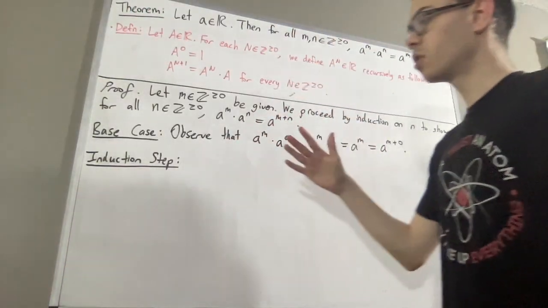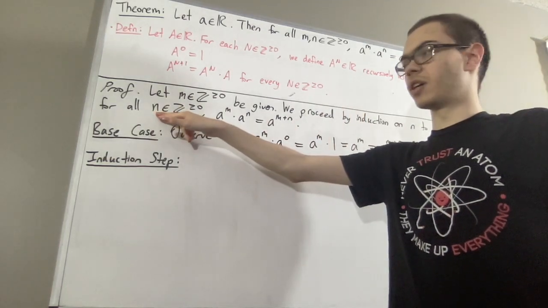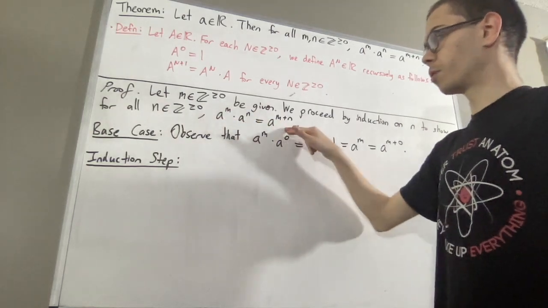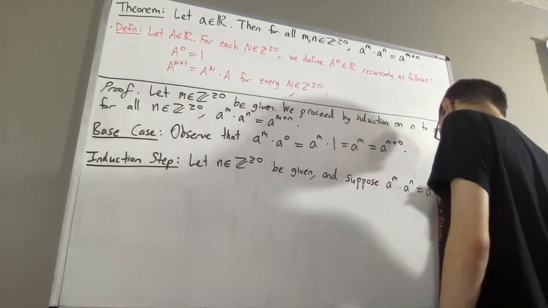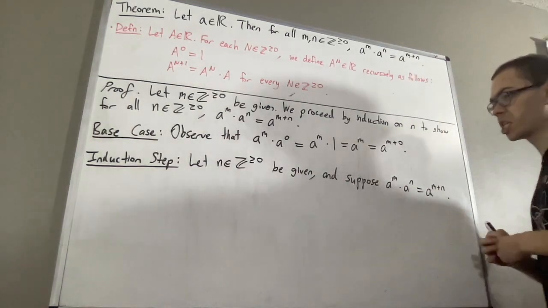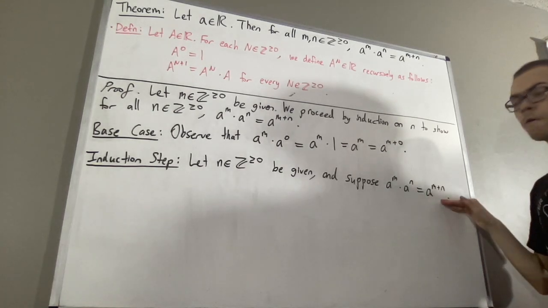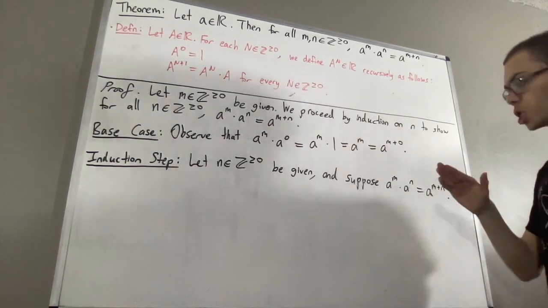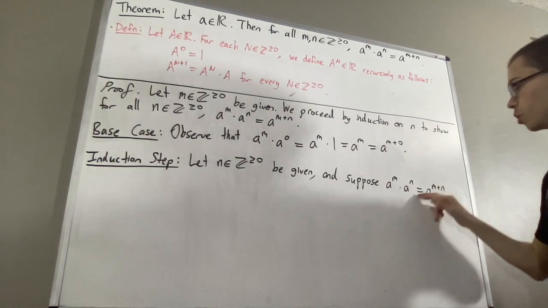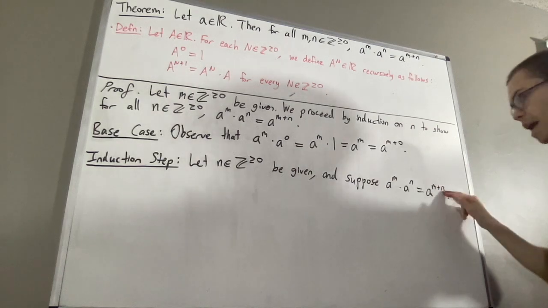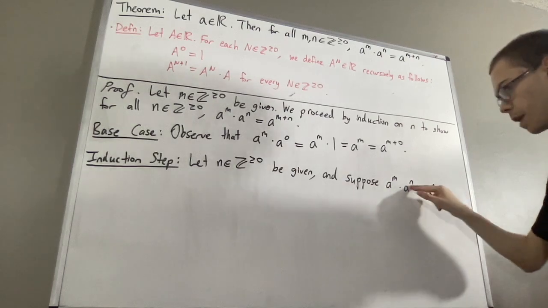In the induction step, we give ourselves an arbitrary non-negative integer n, and we assume that this is true. And from here, the whole goal of the induction step is to show that this equality is also true for n plus 1. So we want to show that a to the power of m times a to the power of n plus 1 is equal to a to the power of m plus n plus 1. So let's write out the left-hand side, where instead of n we have n plus 1.